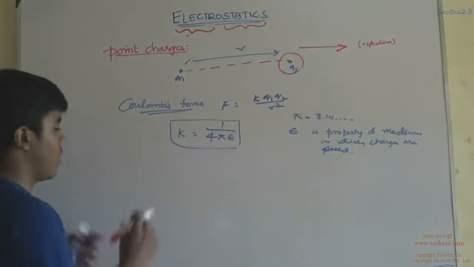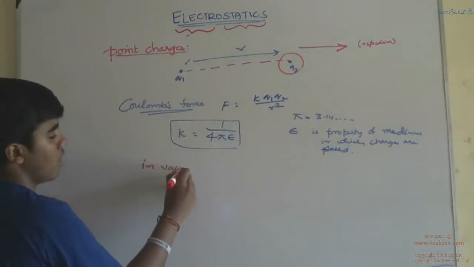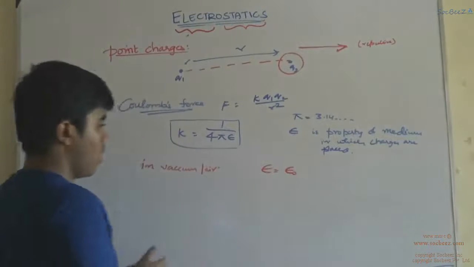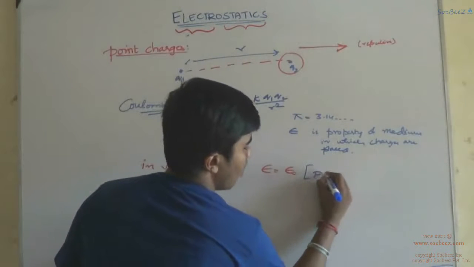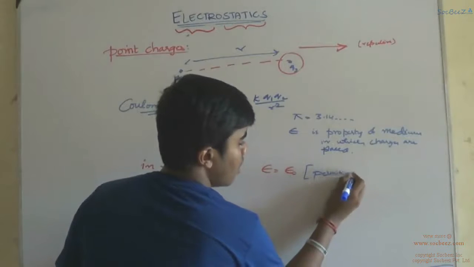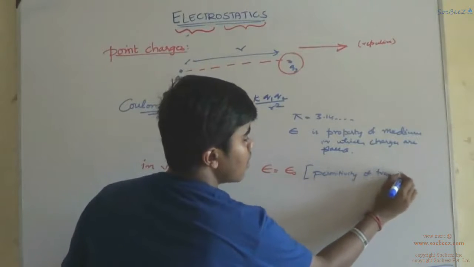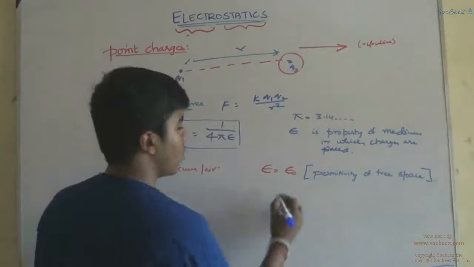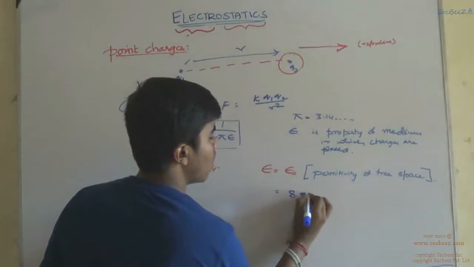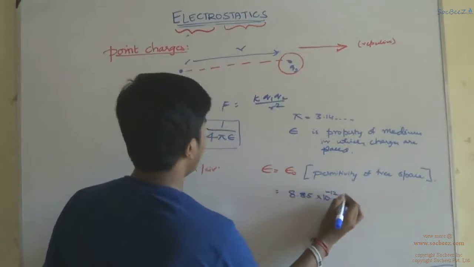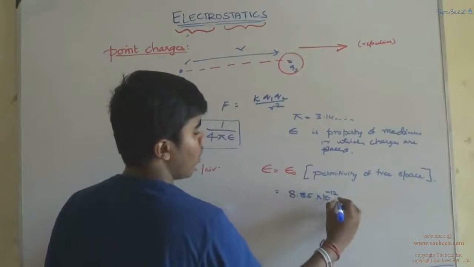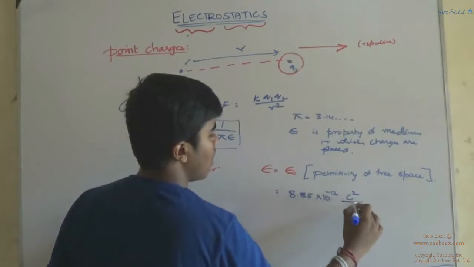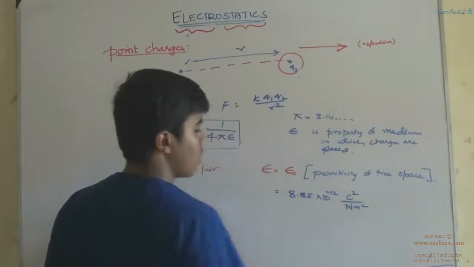So if it is vacuum or air, we say that epsilon is equal to epsilon naught, and this is known as permittivity of free space. And its value is equal to 8.85 into 10 to the power of minus 12 Coulomb square by Newton meter square.